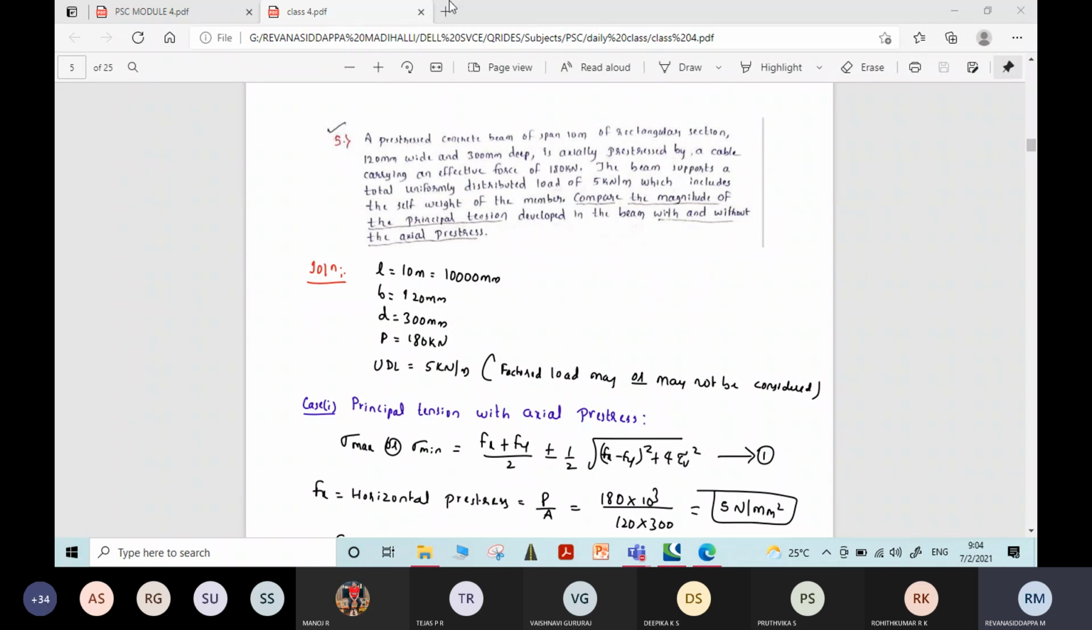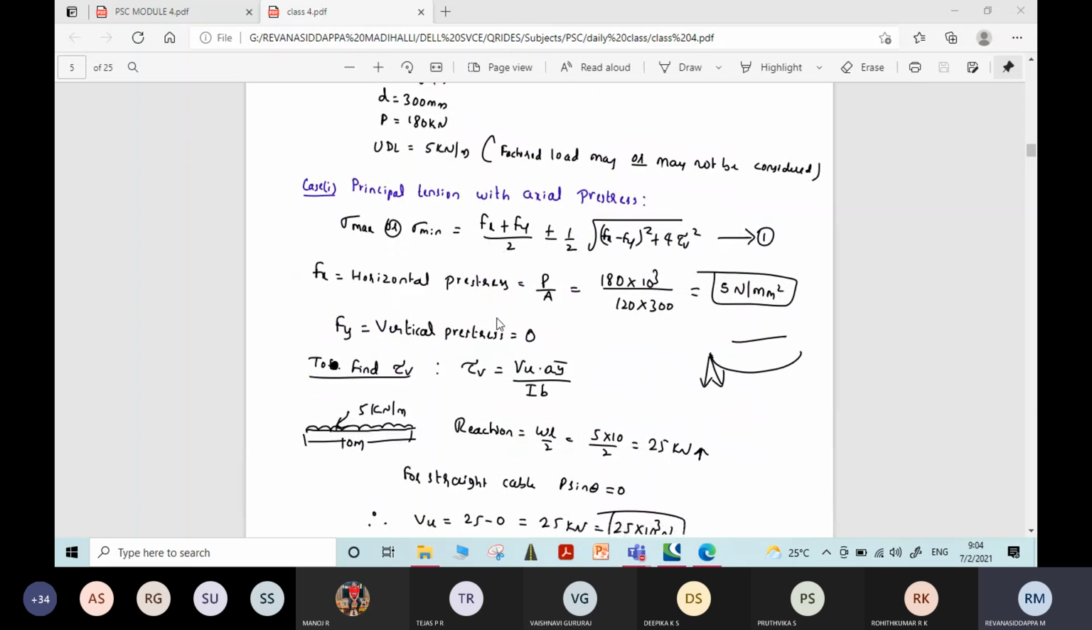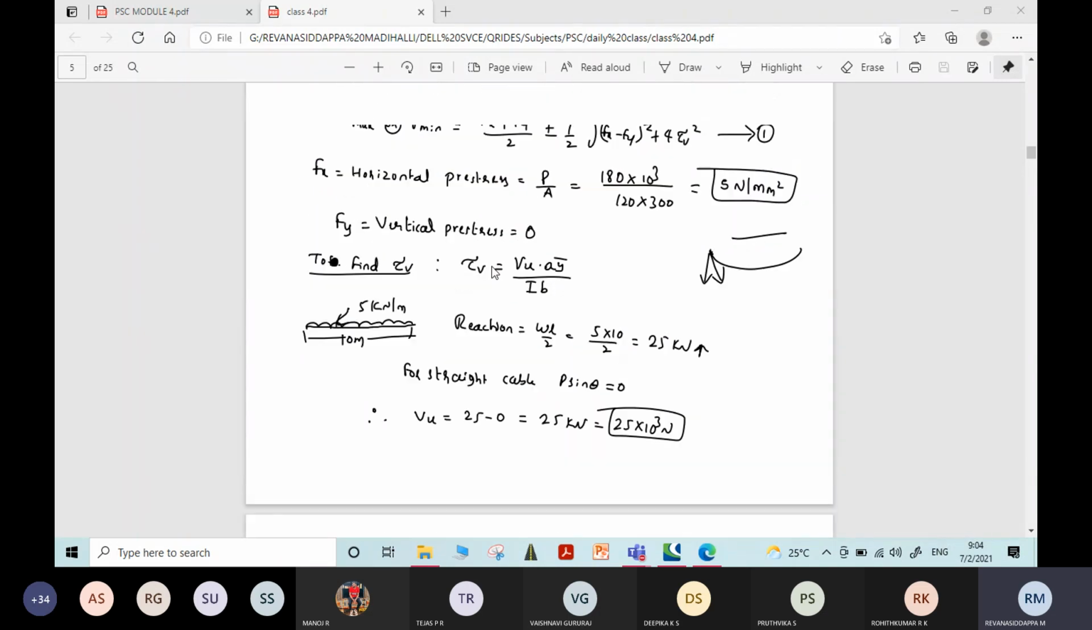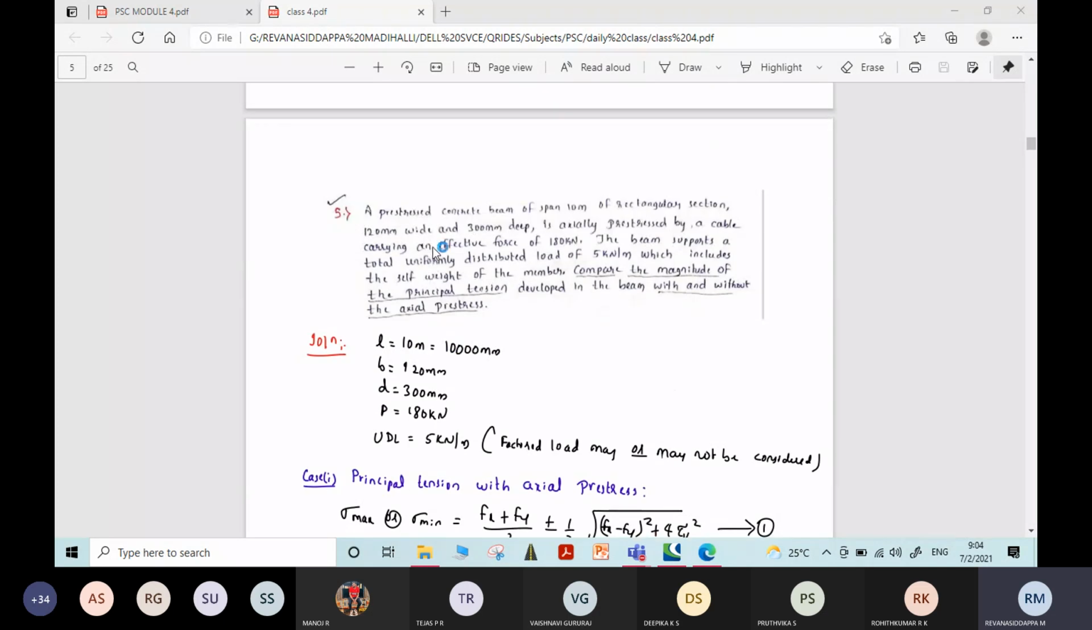Okay. This fifth problem only you are solving, right? You are solving this fifth problem. You just go through it. A pre-stressed concrete beam of span 10 meter of rectangular section 120 mm wide and 300 mm deep is axially pre-stressed by a cable carrying an effective force of 180 kilonewton.